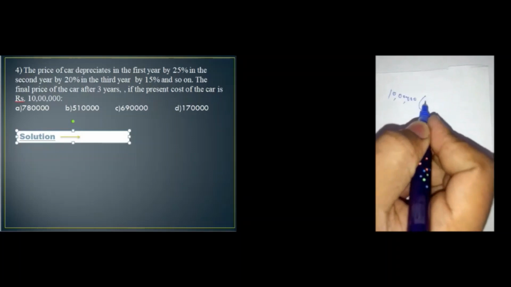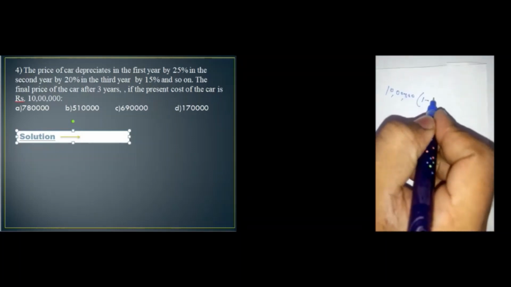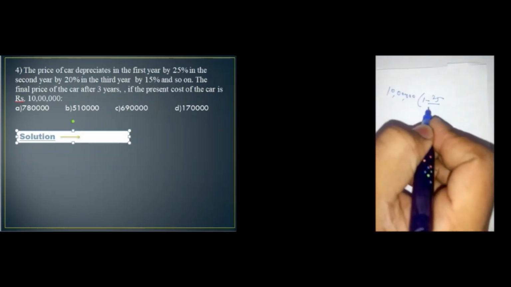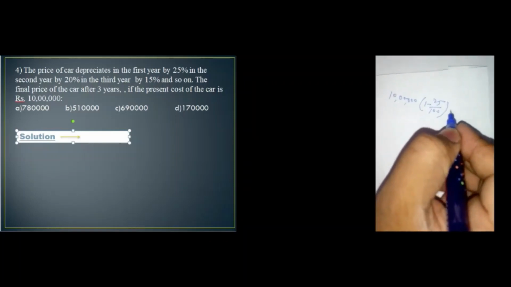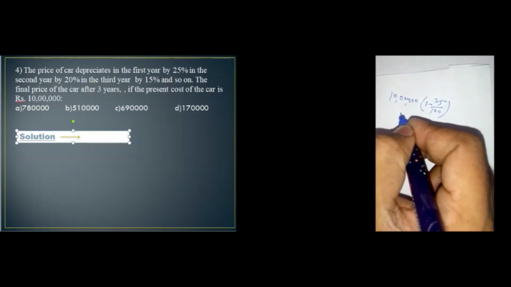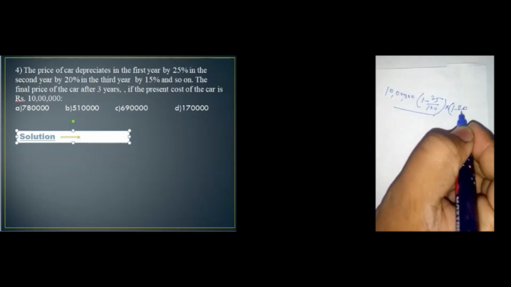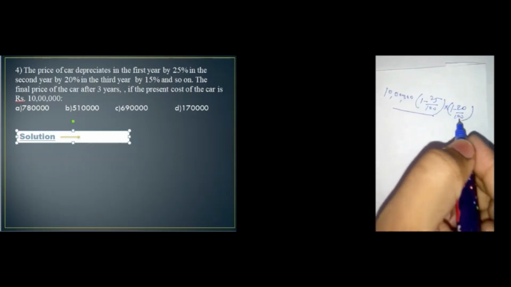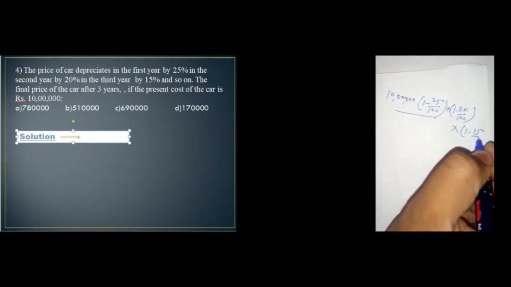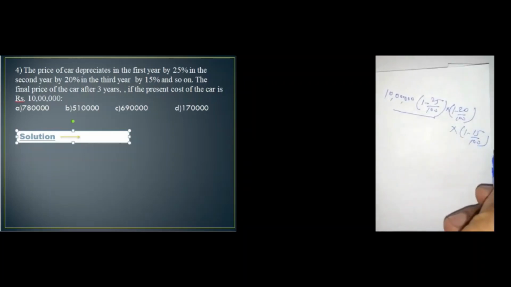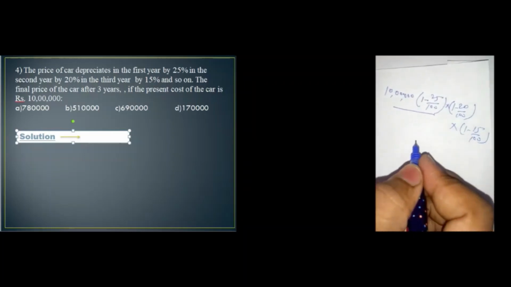So the price of the original car is 10 lakh rupees. So first year it depreciates by 25%, so it will be a minus. Second year it depreciates by 20%, so this is going to be the first year cost. Second year cost will obviously be multiplied to this. It will depreciate by 20%, and in third year it will depreciate by 15% more. So simply by multiplying to each other we can get the effective cost.